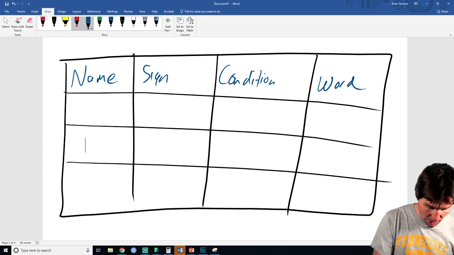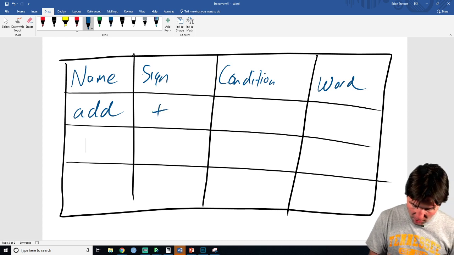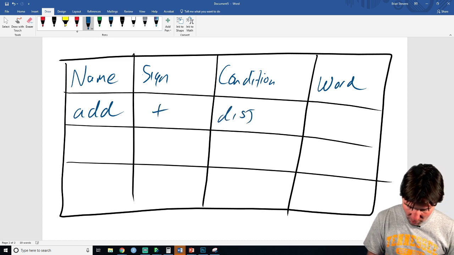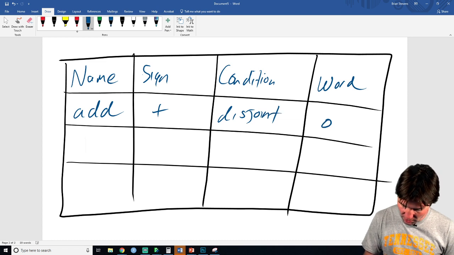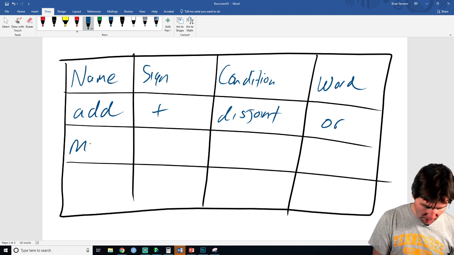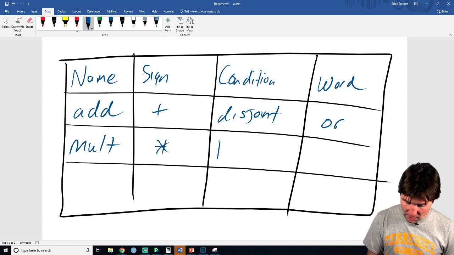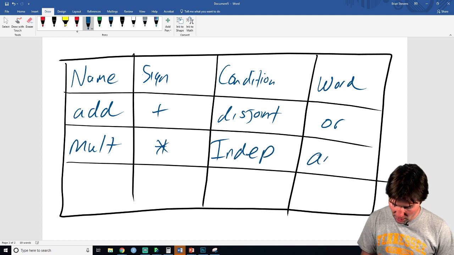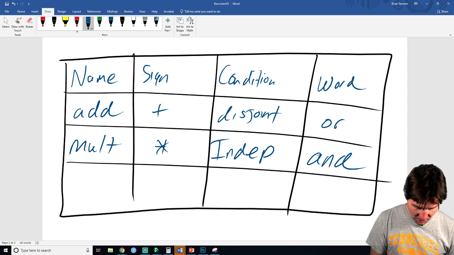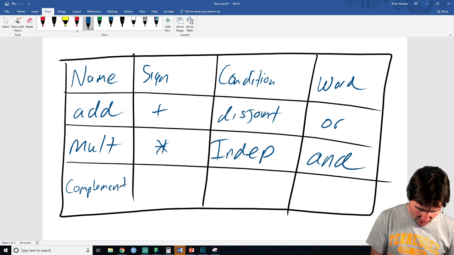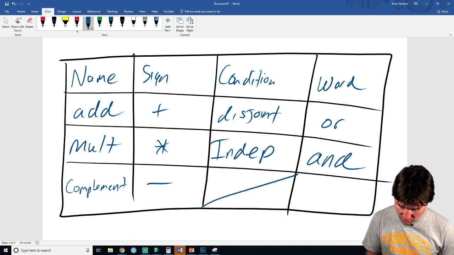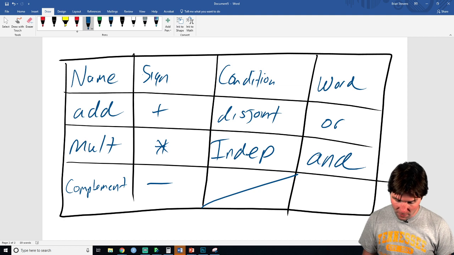So we have the name. First name is going to be the addition rule. We'll just call it add for short. The sign is going to be sum. The condition is disjoint. We must have disjoint probabilities. And the word is or. The next one is multiplication. I'm just going to call it mult. And the sign for this is the multiplication sign, as is. The condition is independent. Sorry for the quickness. And we're going to do and right here. The name for the last one is complement. And the sign is minus. There is really no condition for them. And, well, let's do this.